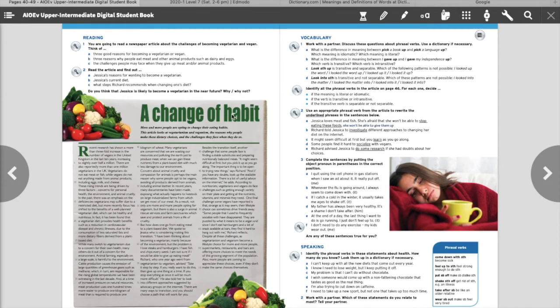Okay, so this is part 3 of Unit 4. Let's continue working on page 46. We have an article here that we're going to read, but before we read it, I want you to think about what is a vegetarian.